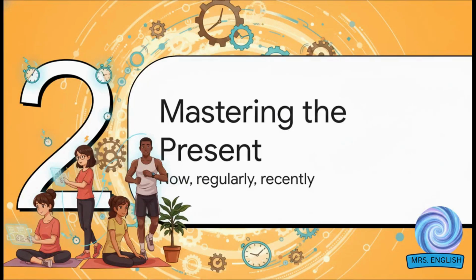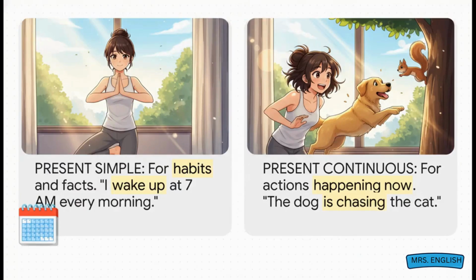Our first stop is the here and now, the present. This is our home base, where we talk about stuff happening at this very moment, things we do every day, or even actions from the past that are still affecting us right now. So let's start with the basics. We use the present simple for routines, for habits, things that happen over and over, like I wake up at 7 a.m. It's just a fact of your life.